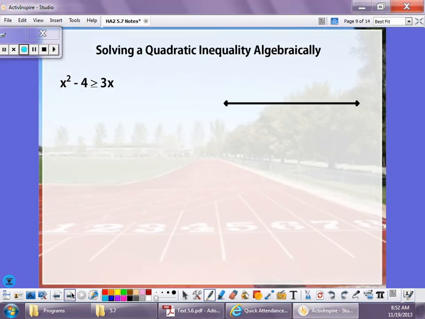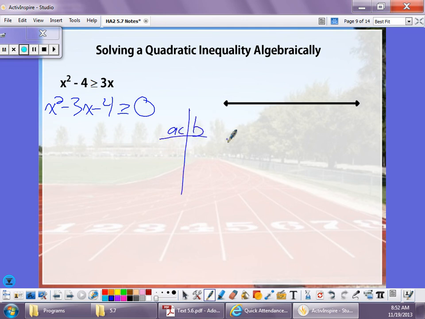So the last thing we're going to do is solving these quadratic inequalities algebraically. So the first thing we want to do is solve for our zeros. So I'm going to put this in standard form. So I have x squared minus 3x minus 4 is greater than or equal to 0. And then I'm just going to factor it as if it was equal to. So here, this is factorable, right? So we don't have to do the quadratic formula or anything.